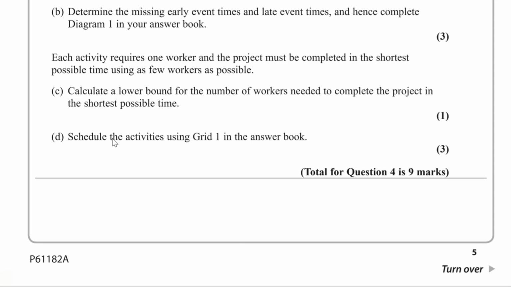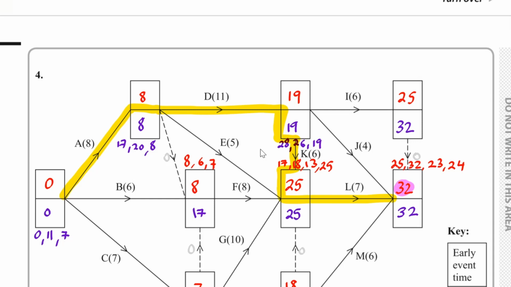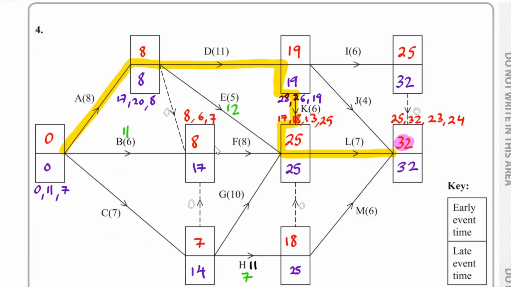Now for part D, we have to schedule the activities using grid 1 in the answer book. I think before we do that, it would be a good idea to work out the floats. And we'll do all them in green. Now the float here for B, 17 take away 6 take away 0, that would be 11. What else do we have? 25 take away 5 take away 8, that would be 12. Here we have 25 take away 8 take away 8, that would be 9. Here we have 25 take away 10 take away 7, that would be 8.